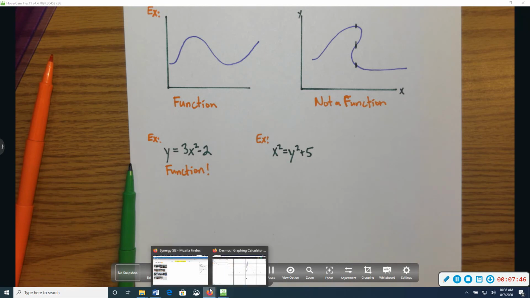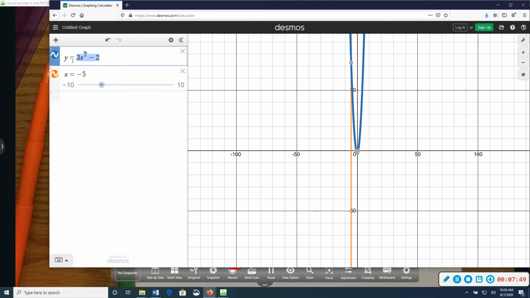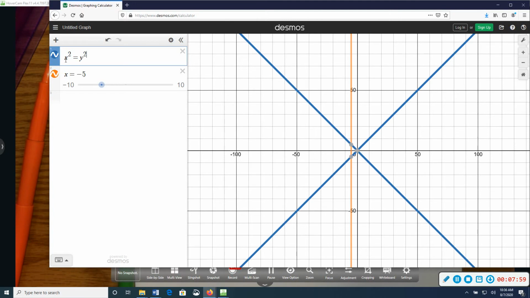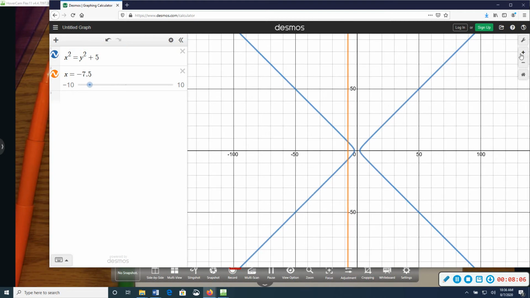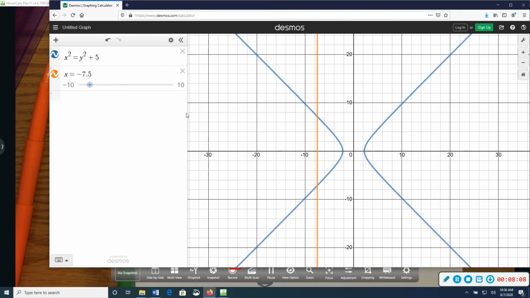So I'm going to go back to Desmos. I'm going to erase my function and put in my new one, x squared equals y squared plus 5. And this is our function here. It kind of looks like an x. I'm going to zoom back in. An x that doesn't really touch.